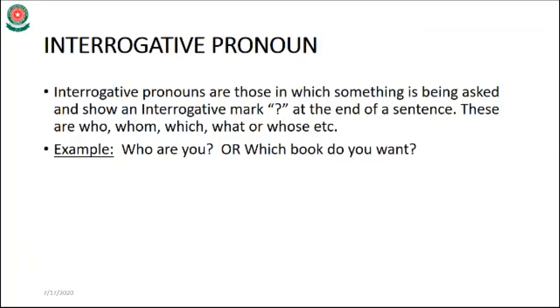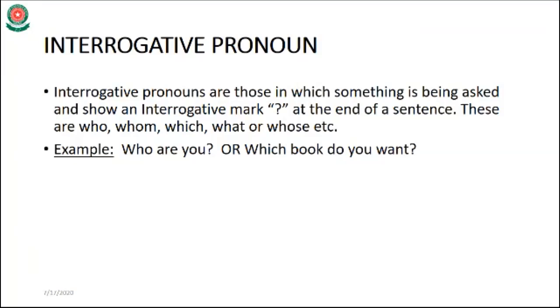If anyone has a query about interrogative pronouns, I again repeat, you must listen to this. Interrogative pronouns are those in which something is being asked. Or it must show an interrogative pronoun. The word must means lazmi.